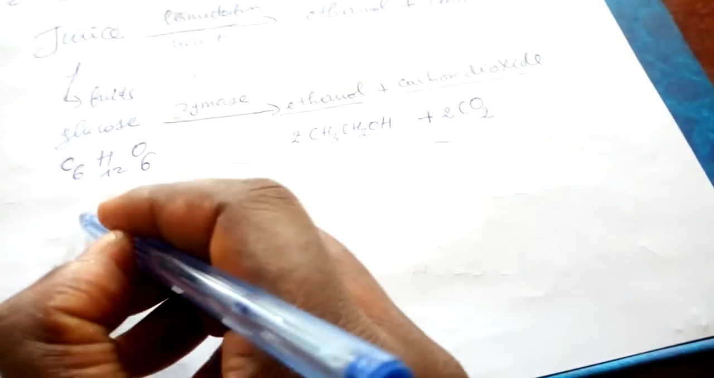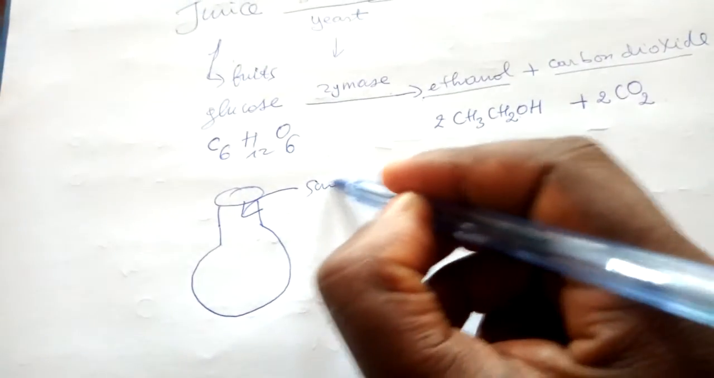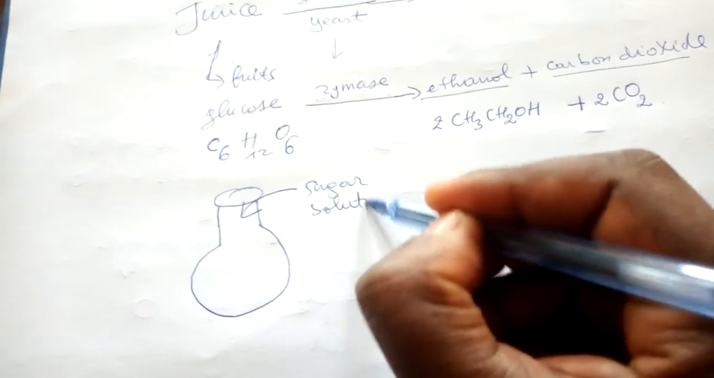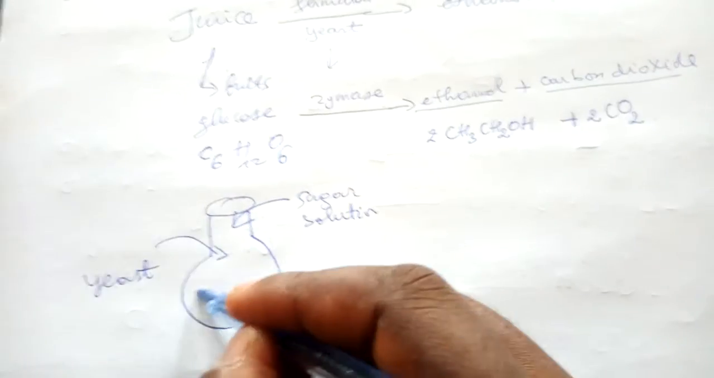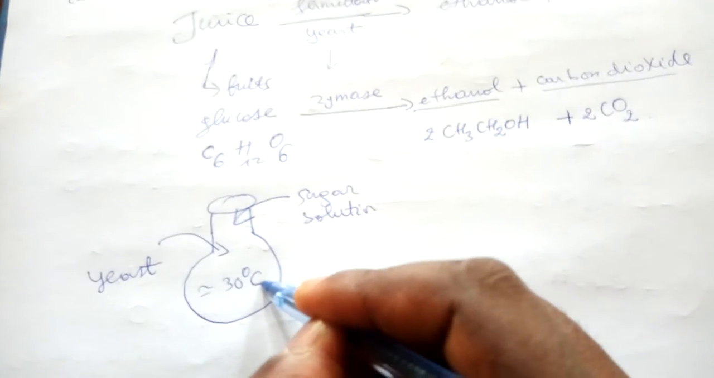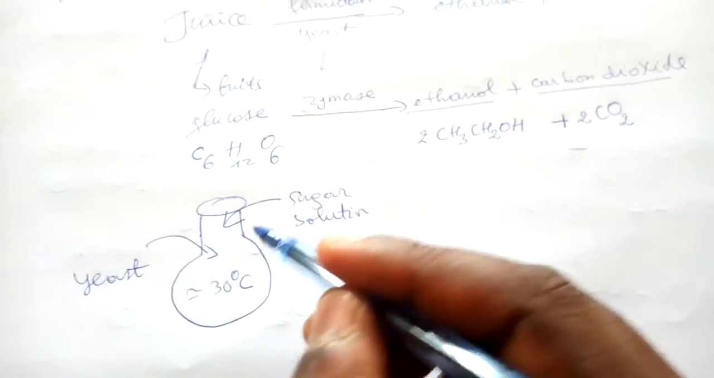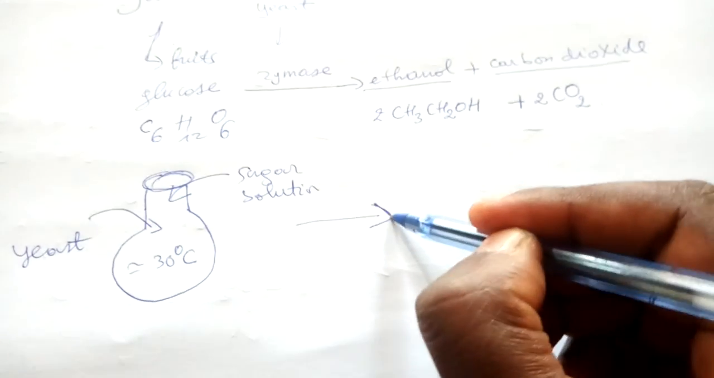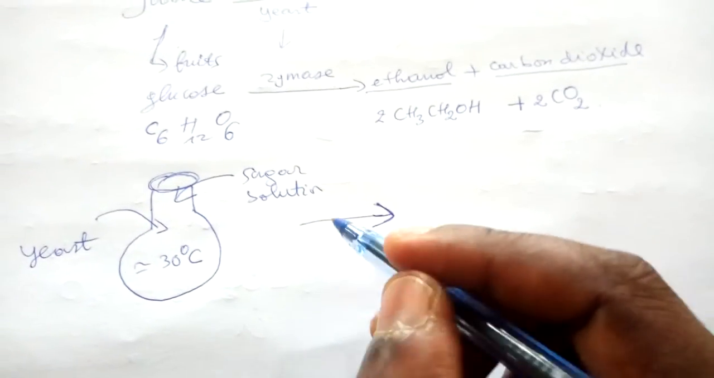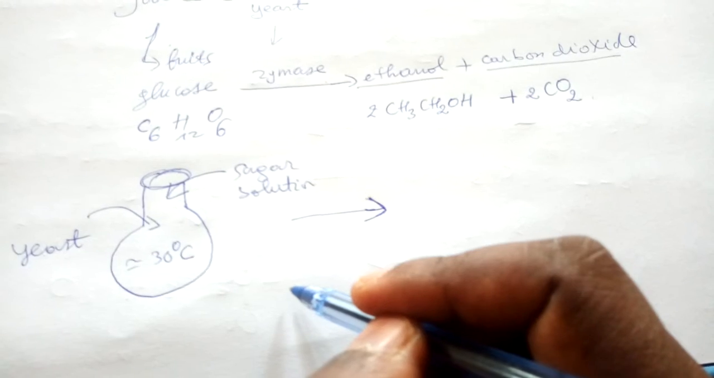In this case, you are mixing the sugar solution, and here you put the yeast at about 30 degrees Celsius. Fermentation can start. But to know whether fermentation is failing or succeeding, you have to verify whether carbon dioxide is produced.